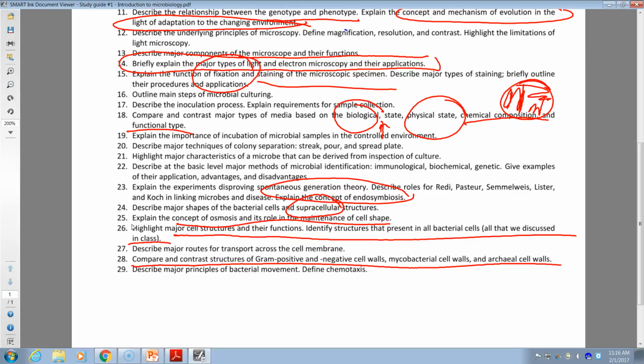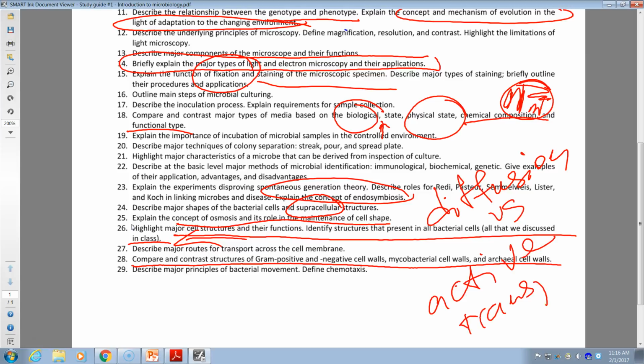Principles of bacterial movement, what we talked about: run and tumble, chemotaxis. Chemotaxis, movement towards the concentration gradient. Does that make sense? I may ask you, I will ask you actually, about transport across the membrane. So know stuff about diffusion versus active transport. Okay, so know the difference. Simple versus facilitated diffusion versus active transport. Which one requires energy, which one doesn't? Which one goes along the gradient, which one goes against the gradient?